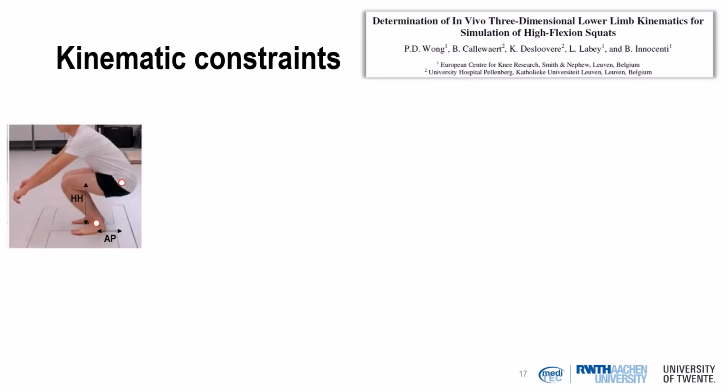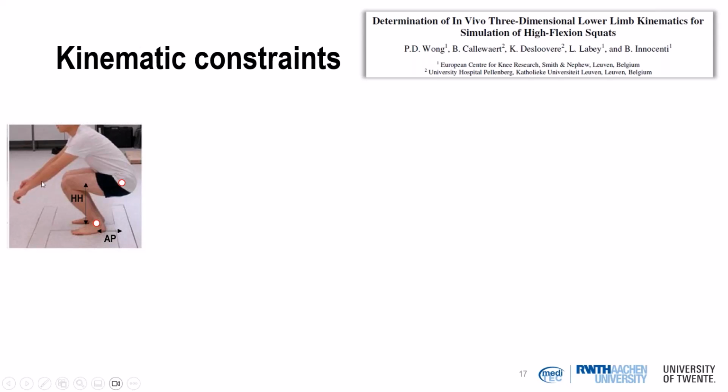Now I would like to talk about the kinematic constraints we used to simulate the squatting motion. As all of you know, for inverse dynamic analysis, we need motion as an input, and we wanted to be independent of any kinematic analysis, as this is typically not available in clinical routine. And we found a nice paper by Wong et al. from Leuven, and they presented a nice study on in vivo 3-dimensional lower limb kinematics doing high flexion squats.